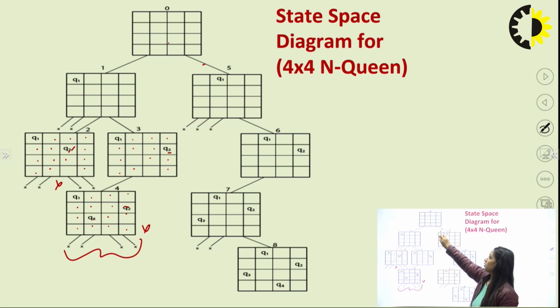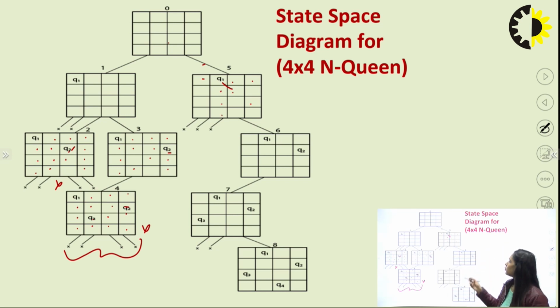Next, what will I do? I put Q1 at the second position now. When I put Q1 at the second position, see these are diagonal. So I put Q2 here, fine. When I put Q2 here, next where can I put Q3?